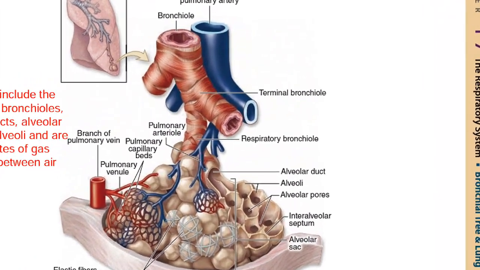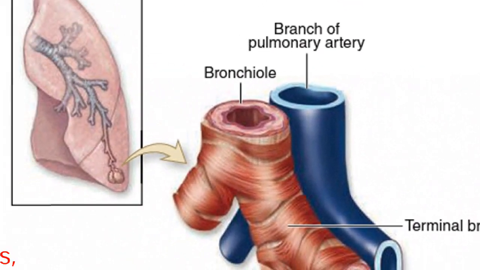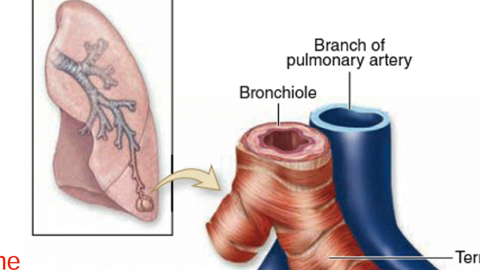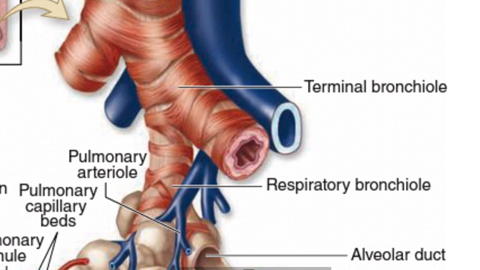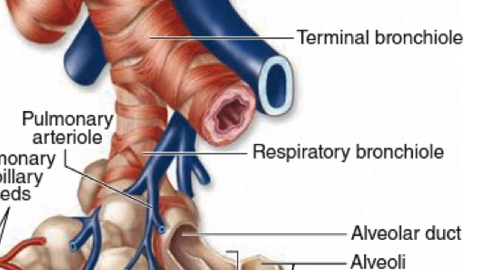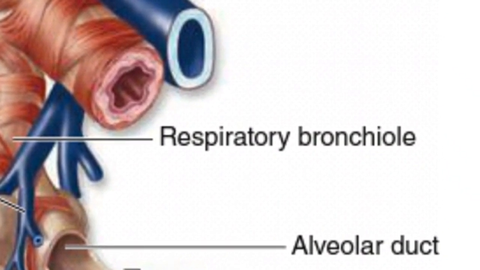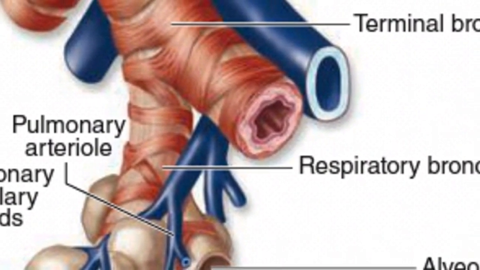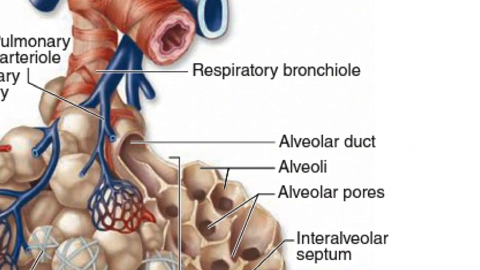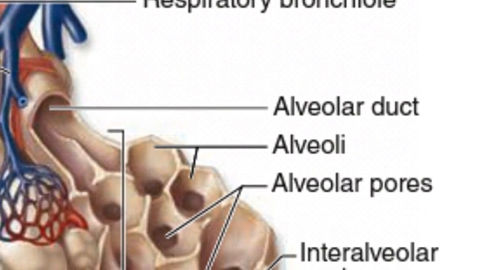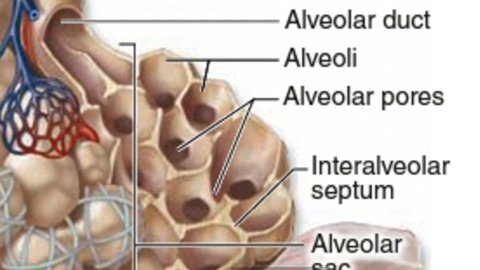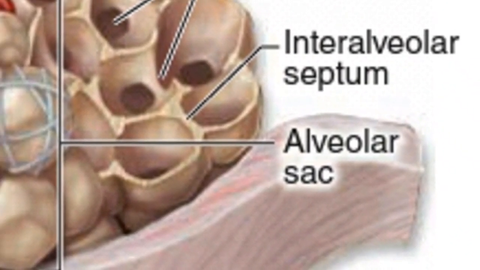So here you see, first you see the bronchial. This is the lung, and in the lung this one is the bronchial. Now the branch which arises from the bronchial is known as the terminal bronchial. Then from the terminal bronchial, the branch that arises is known as the respiratory bronchial. From the respiratory bronchial, the branch that arises is known as the alveolar duct, and you can see the alveolar duct is opening into the alveolar sac. So here you see the alveolar sac is shown.